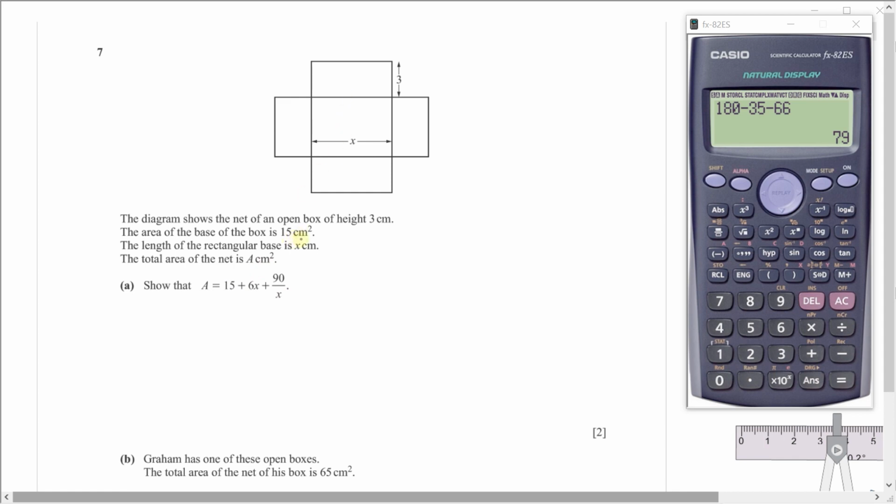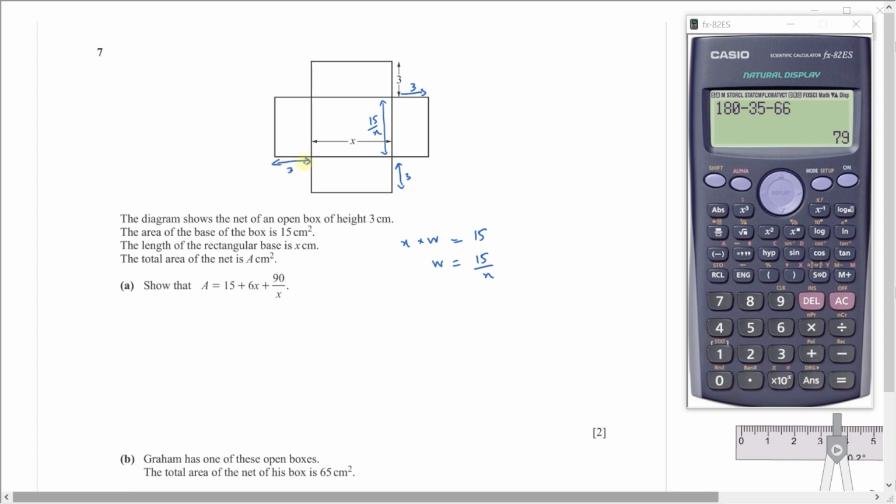So the base area is 15 centimeter square. So that means this other length, if this length is x, the width, let's call this width w. So x times w is equal to the area of the base of this box. So this is the base. So this should equal 15. So w will be 15 over x. So this side is 15 over x and this side is 3. This side is 3 because these are all the heights of this box.